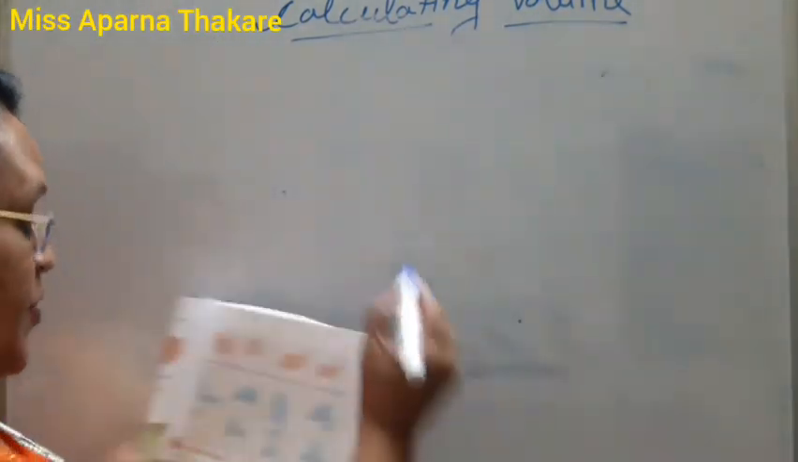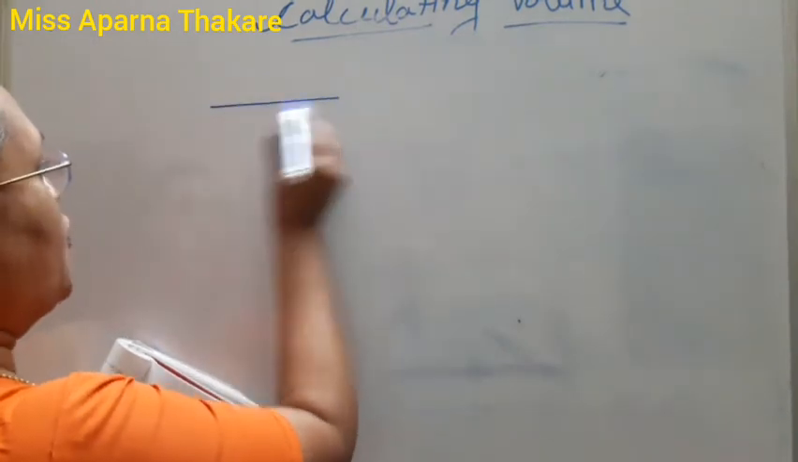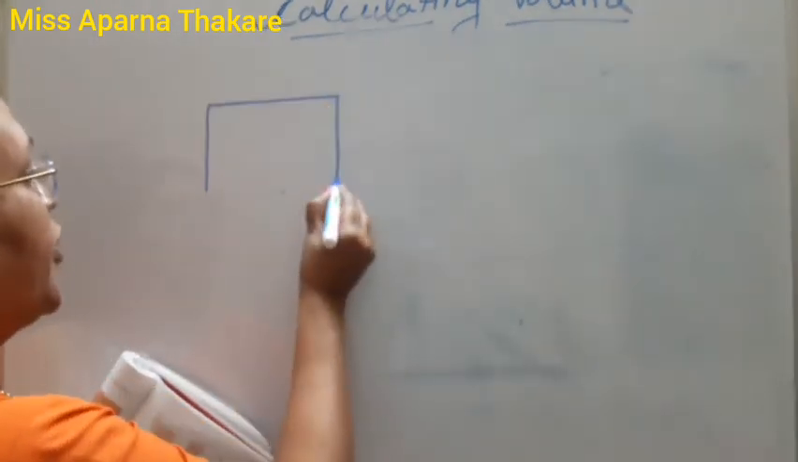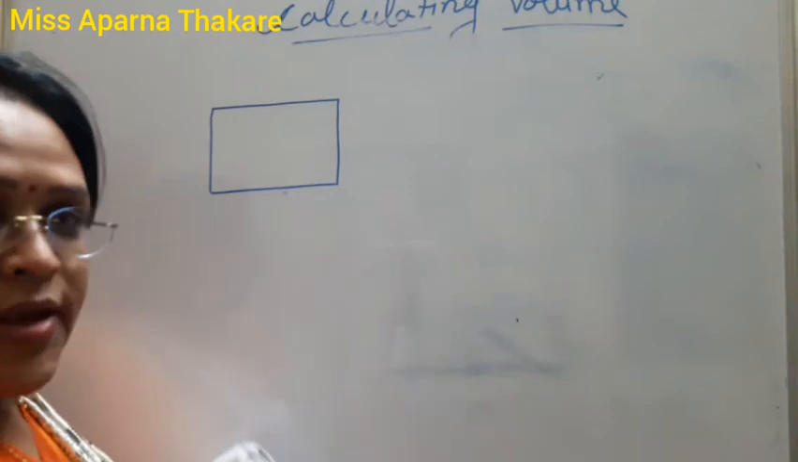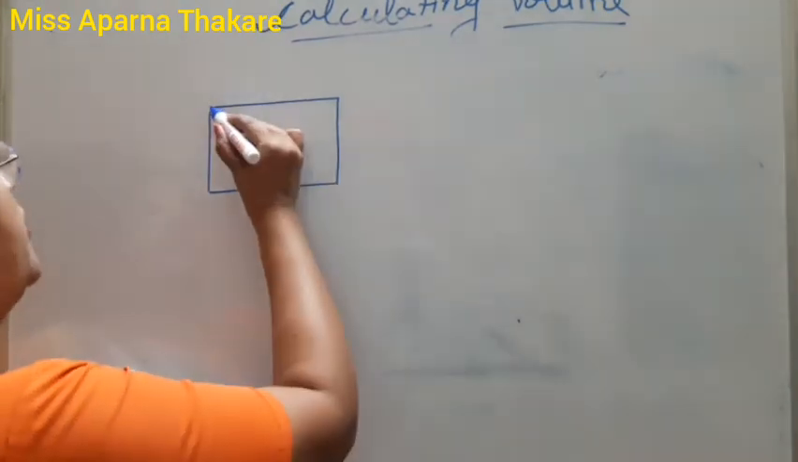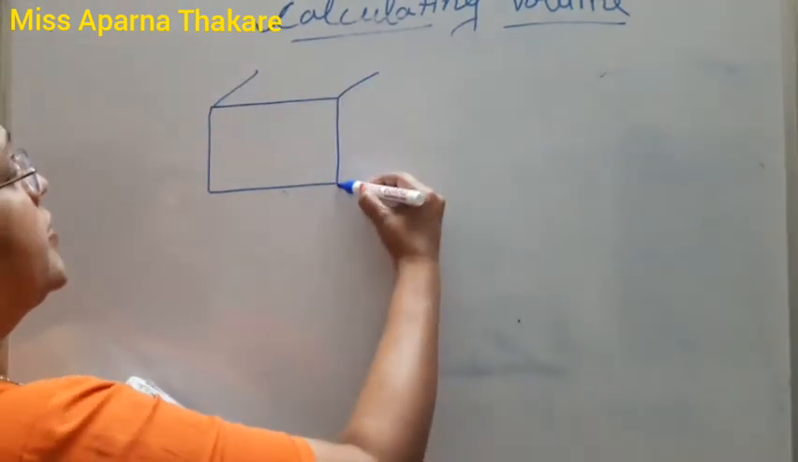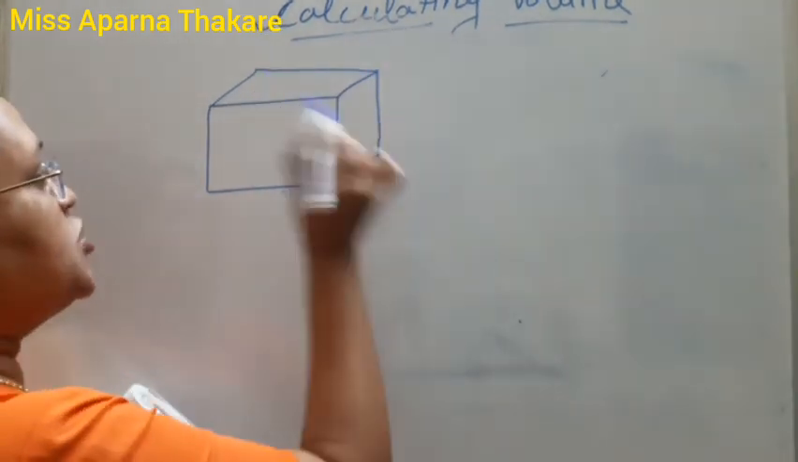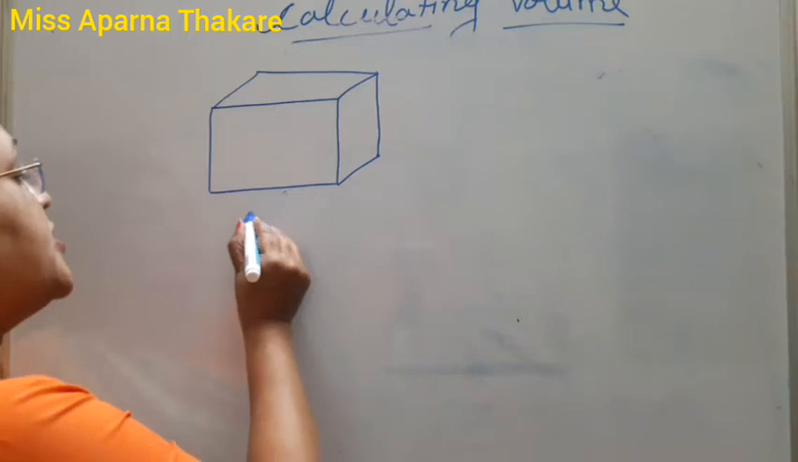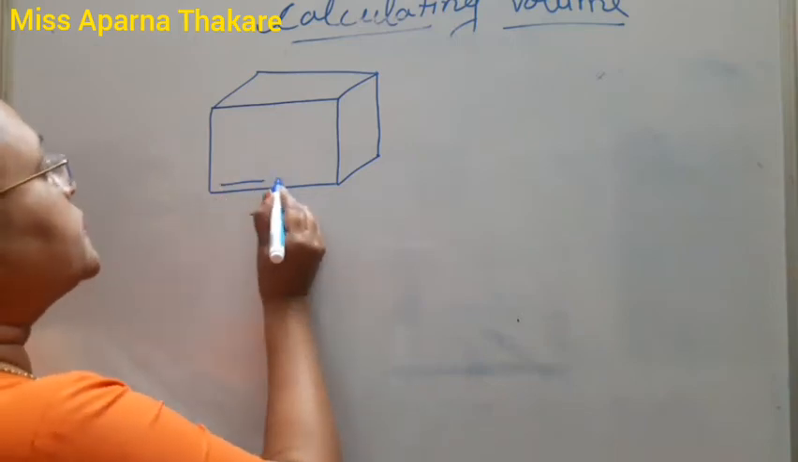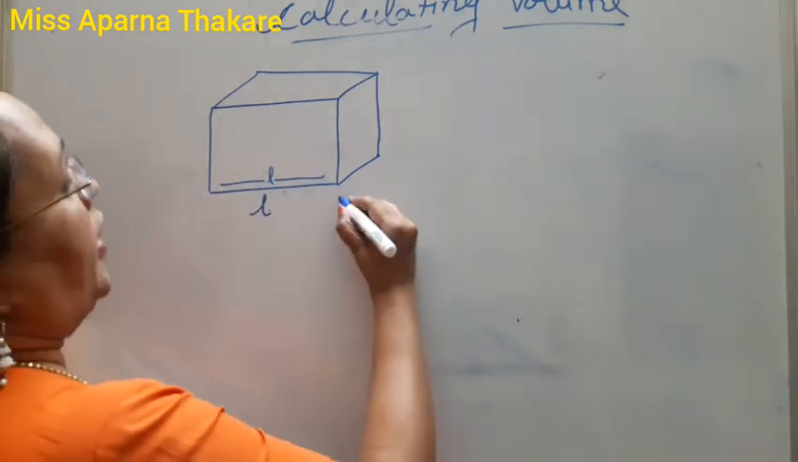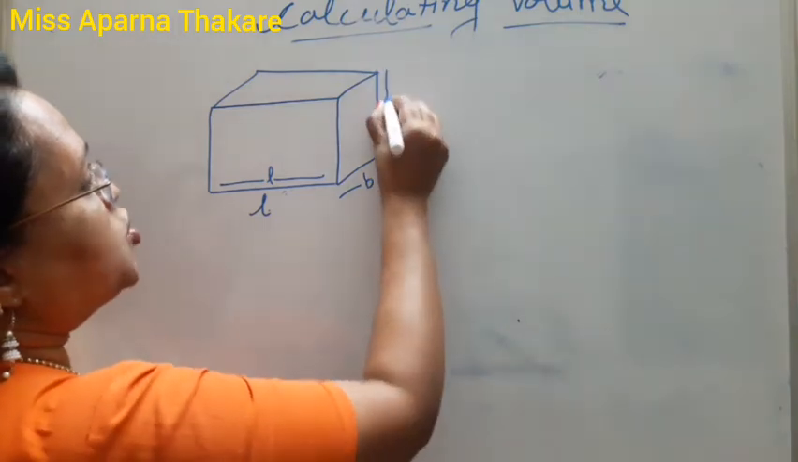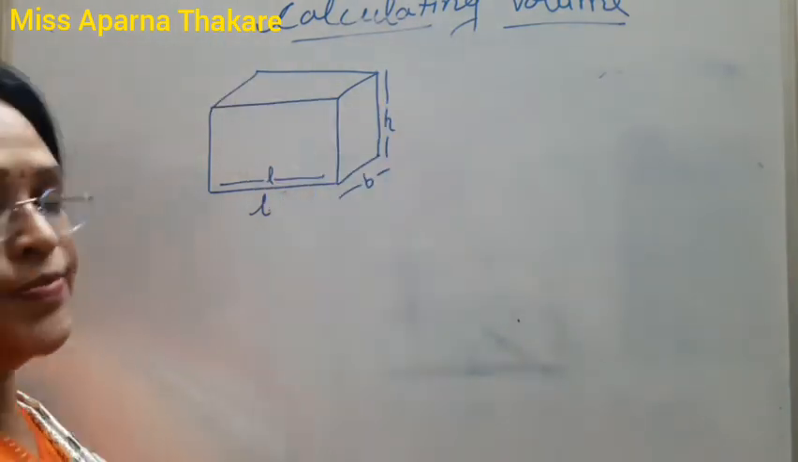The first problem, the cuboid is given like this. How do we have to draw the cuboid? You can draw the box like this: draw a rectangle, then make three lines and join them. This becomes a cuboid. This is the length, it is breadth, and this one is the height.